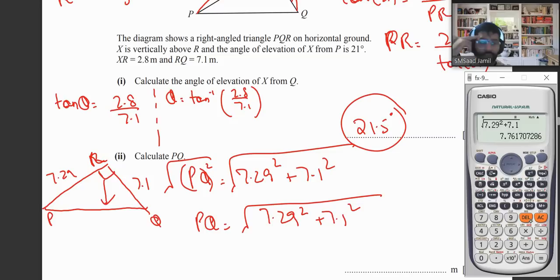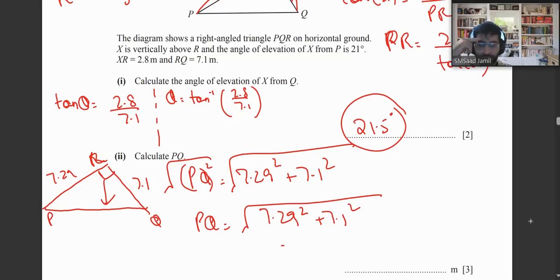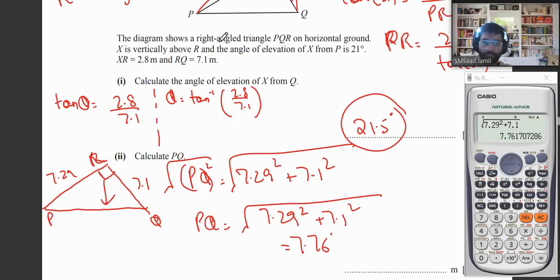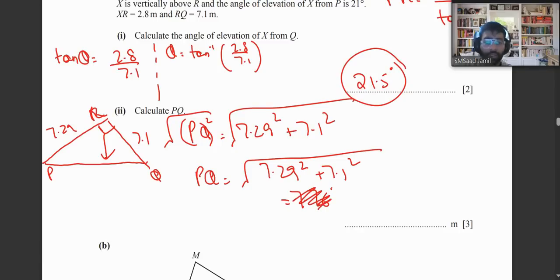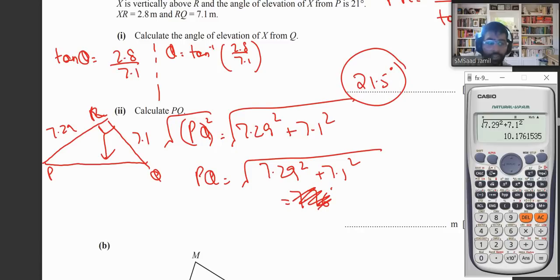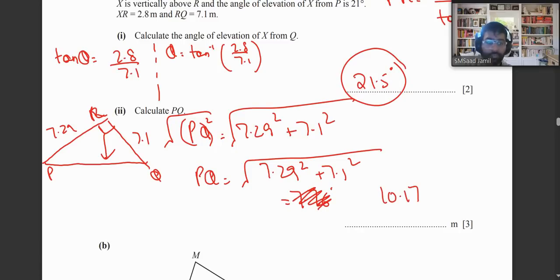So your answer is 7.76. 7.76. Alright. Wait. Let me put a square. No, it's not 7.76. My bad. I forgot to put the square. It's actually 10.17. 10.17 means 10.2. I did not put a square here.